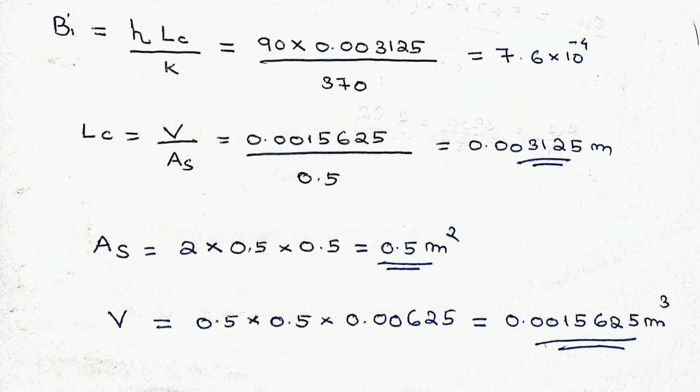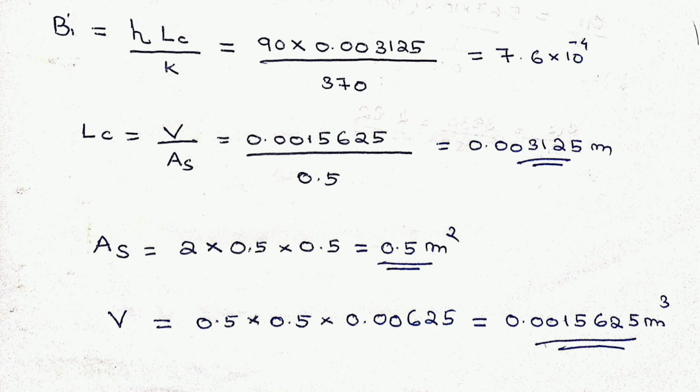The above equation can be used only if the value of Biot number is less than 0.1. Biot number can be calculated by the equation h Lc by K. h is the convective heat transfer coefficient, Lc is characteristic length and K is thermal conductivity. And Lc can be calculated by the equation: Lc is volume by area.